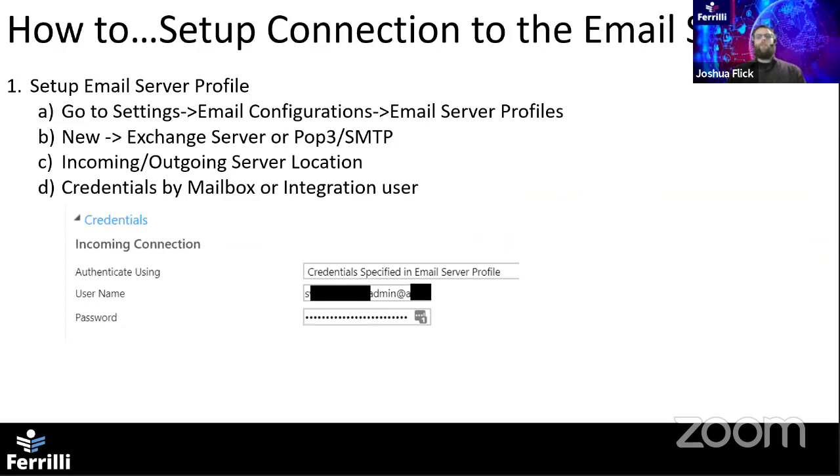Finally, the biggest thing we have to configure here is the credentials section. This specifies how the CRM authenticates against the email service. The options in this dropdown are going to be credentials specified by a user or queue, or credentials specified in an email profile. If you choose credentials specified by a user or queue, each user will have to open their mailbox record inside the CRM and type in their username and password to their email account.